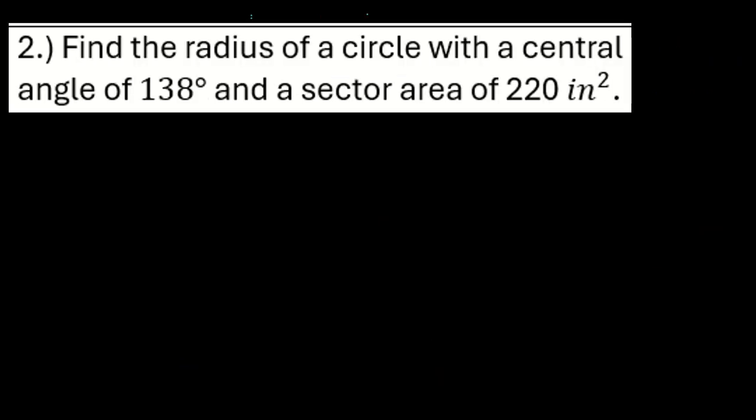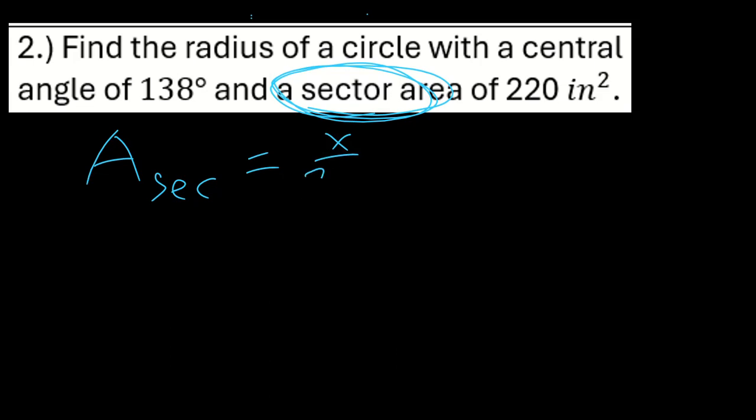So number 2 says find the radius of a circle with a central angle of 138 and a sector area. Oh, there we go. There's our key word. If you ever see that word sector, we're now talking about an entirely different formula. You would write it like this: A, and whenever I do a capital A for area, I always like to notate what kind of area we're talking about. So area of a sector is equal to x, our central angle, over 360 times pi radius squared.